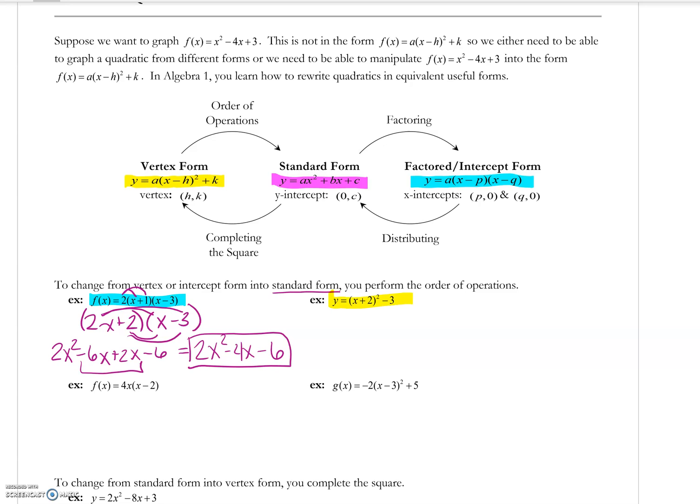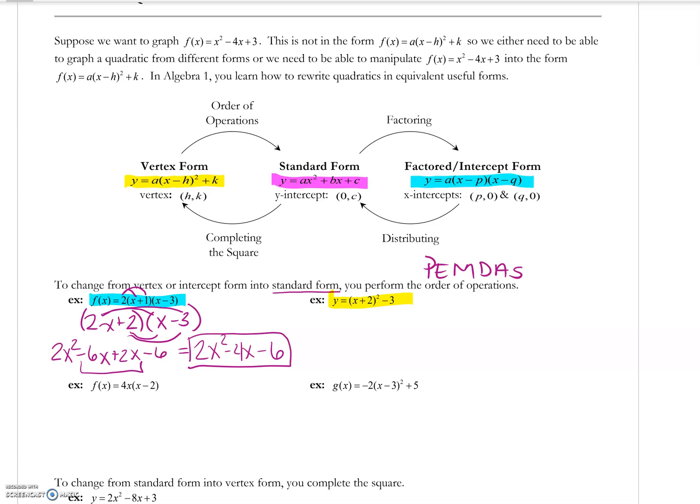The way I know it's in vertex form is because there's one term here, this x plus 2, that's being squared, similar to the x minus h up here. So to get this in standard form, I'm going to start looking at order of operations. And when I think about order of operations, it tells me do things inside the parentheses first. That's what the P stands for, parentheses.